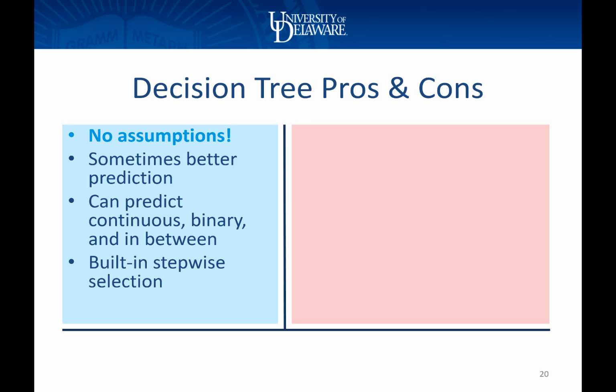It has built-in stepwise selection, so we don't have to think about which variables we want to include. We saw in one of our examples that it didn't include age, which I was actually surprised to see. It will choose at every phase the best possible split, so it's doing those things one step at a time.